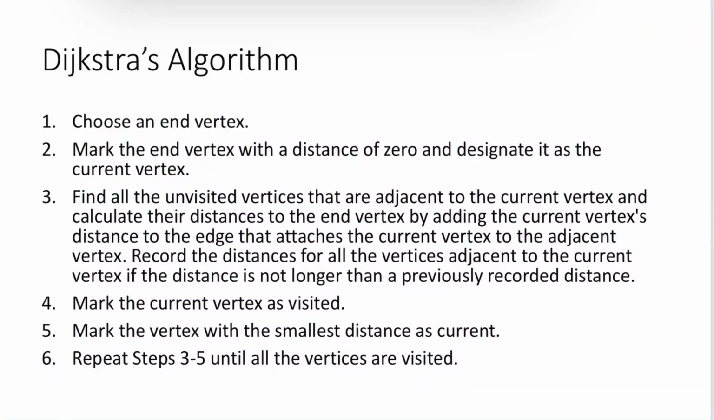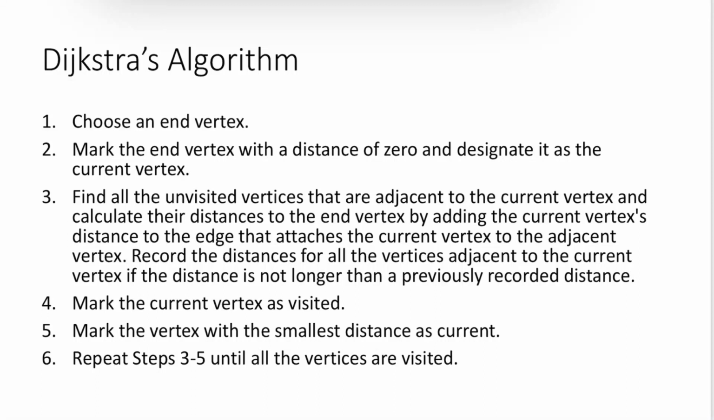So these are the steps for Dijkstra's algorithm if you want to add them to your notes. They're also on your reference sheet if that's easier for you. But again, basically the process is you choose an end vertex, you mark that end vertex with a distance of 0 and start with it as the current vertex. And then from the current vertex, you look at all of the unvisited vertices that are adjacent to it and calculate their distances. And if the distance you find is cheaper than a previous distance you found, then you cross off the previous distance and record the new distance.